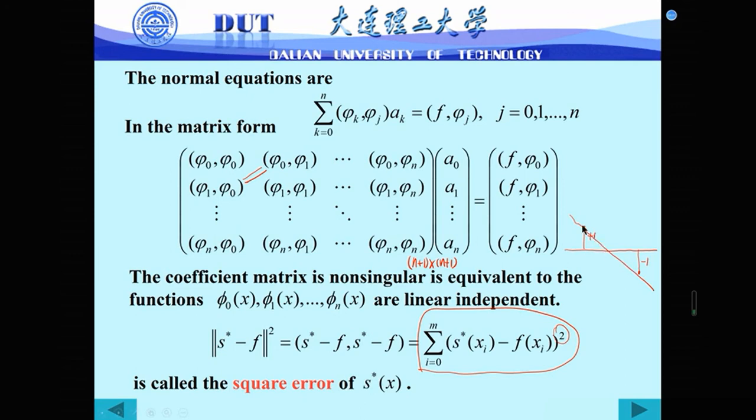Because you can choose this straight line, which is much better than this straight line. But if you don't use square, this straight line also has zero summation of errors. It's okay? So if you use square, then the square of positive 1 is 1, and the square of negative 1 is also 1. Then you see the summation of 1 and 1 is 2, the error. Now in this case the square error is 2. 2 is big. So that is why here we need to use square.